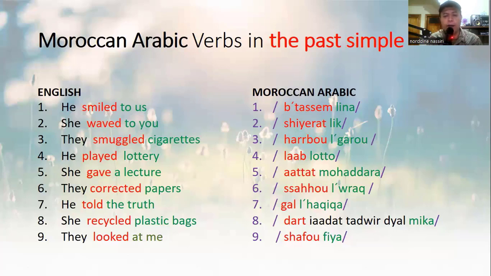Number 7, he told the truth. قال الحقيقة. So the truth is حقيقة. He told the truth. قال الحقيقة. So قال is the simple past of the verb قول in Moroccan Arabic. So قال is the simple past form. قال الحقيقة.